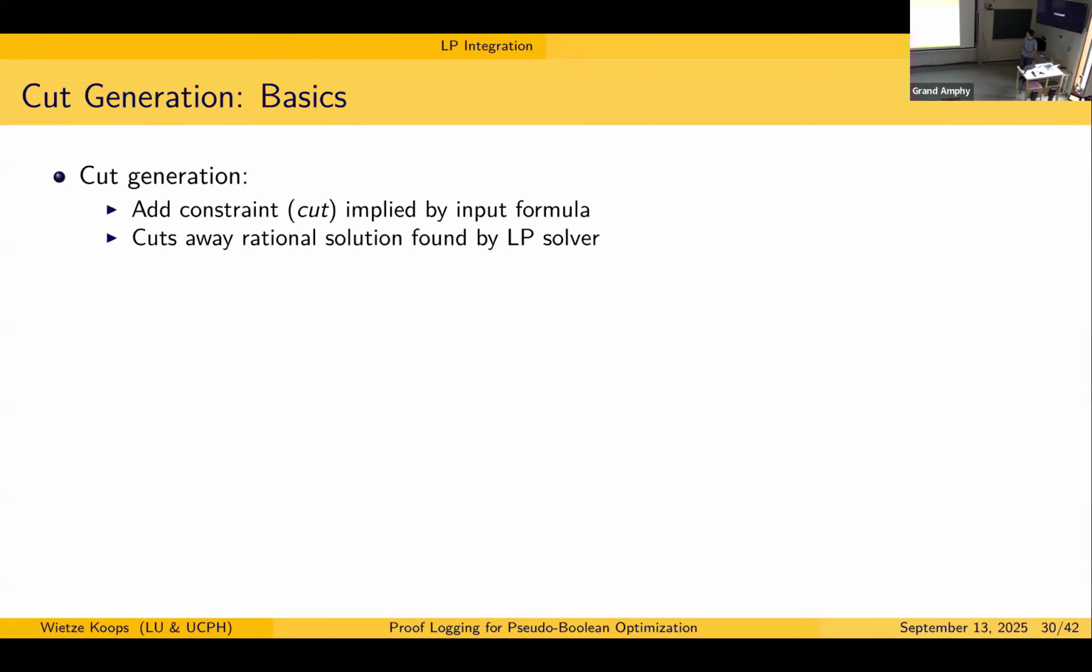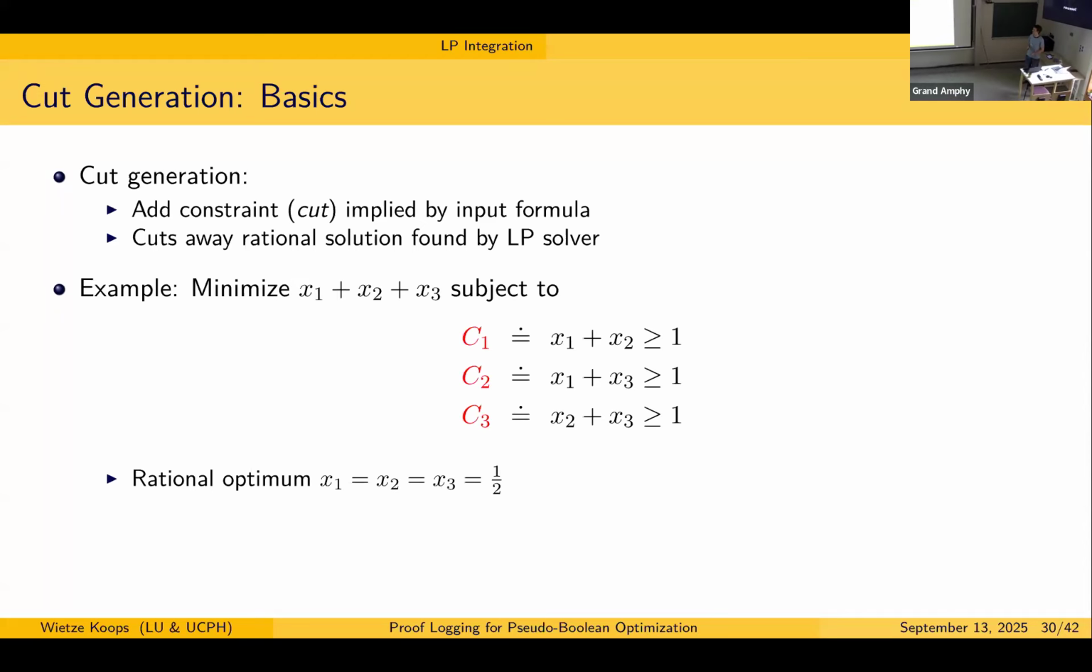Then cut generation. A cut is trying to cut away a rational solution found by the LP solver, and it has to be a constraint that is implied by the input formula. So as an example, we want to minimize the sum x1 plus x2 plus x3 subject to these 3 constraints. And if we solve this to rational optimality, then we see we should set x1, x2, and x3 all to a half.